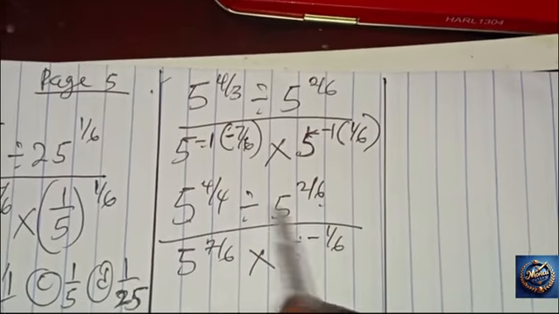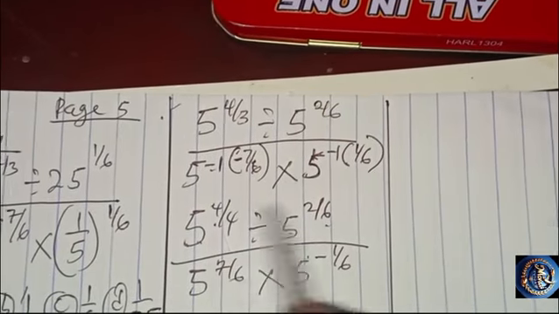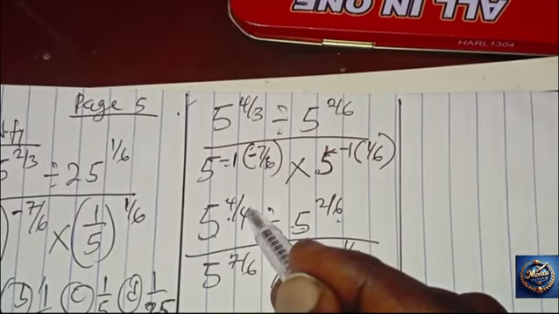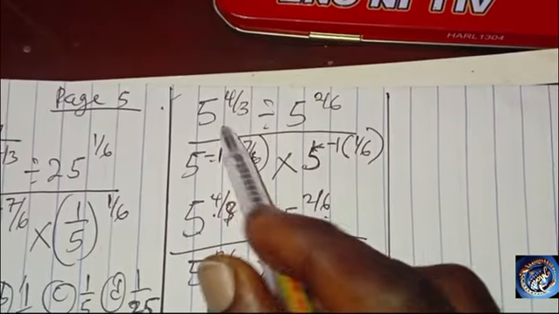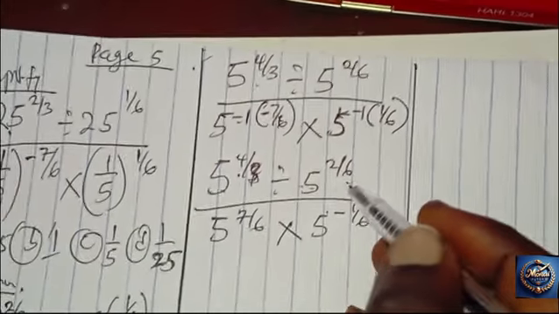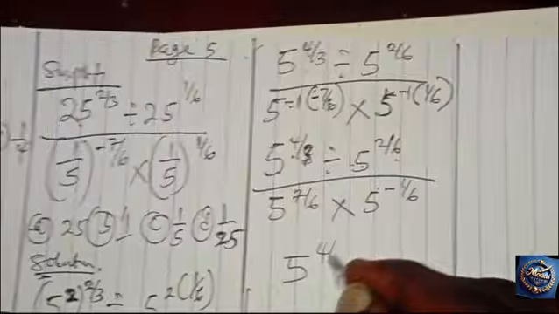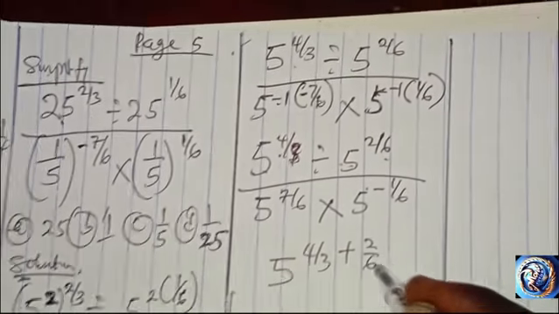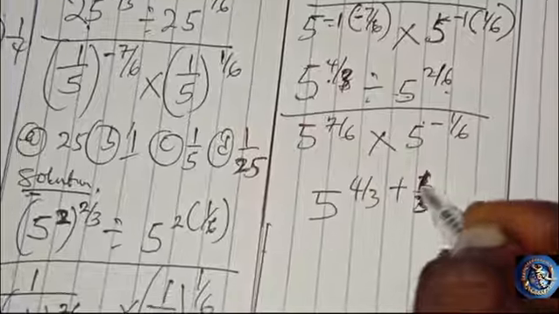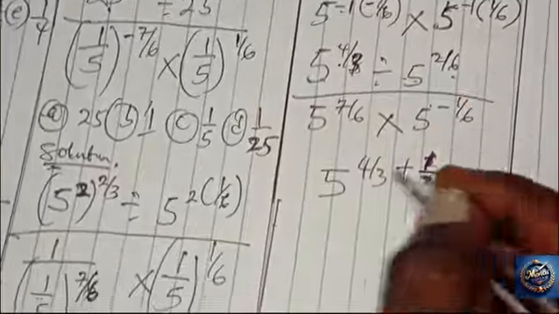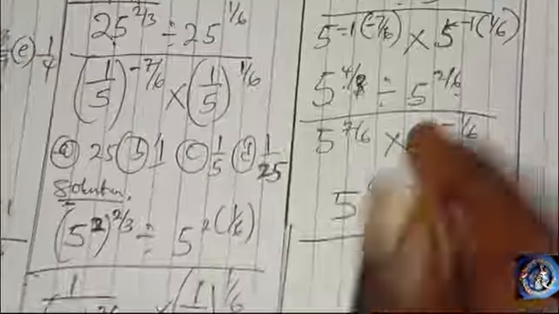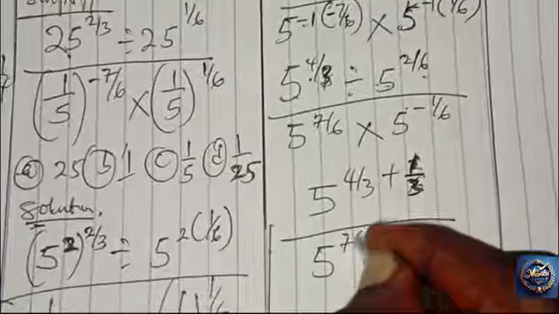So the law of indices says that when I have the same base, the powers will be added together. So this is 4 over 3, not 4 over 4. I have 5 raised to power 4 over 3 plus 2 over 6. 2 over 6 is the same thing as 1 over 3, so I'll change it to 1 over 3. All over 5 raised to the power of 7 over 6.